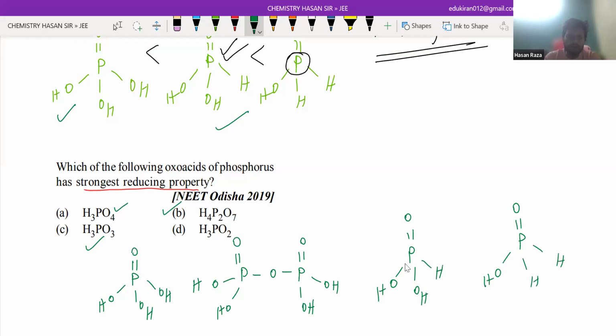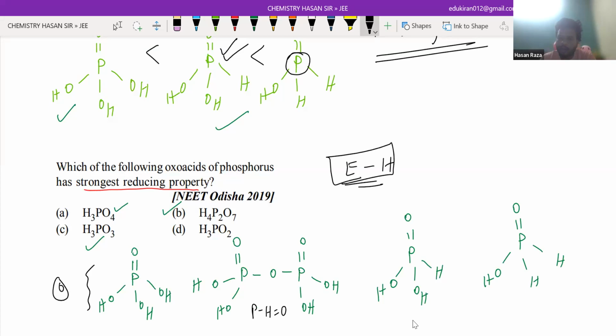To know the reducing agent or reducing property, what I told you: check the central atom directly connected with hydrogen. In here, the P-H bond is 0. Here, the P-H bond again is 0. Here, the P-H bond is 1. And here, the P-H bond is 2. So the maximum P-H bonds, or central atom directly connected with hydrogen, will have the most reducing probability.